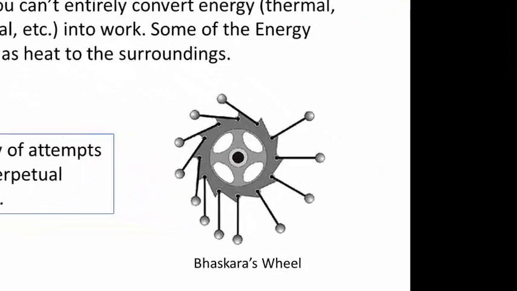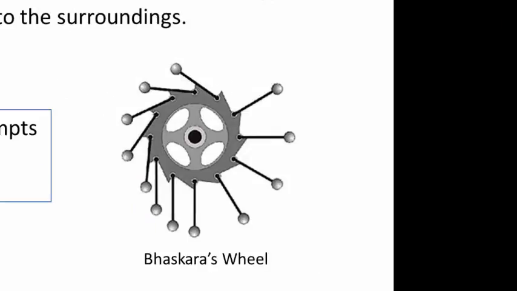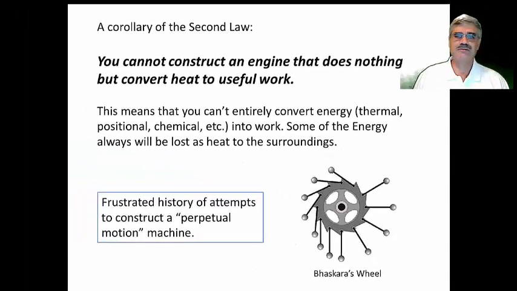Now, another way of looking at this is that it says that there cannot be a perpetual motion machine. And I show in the bottom right a drawing of what was suggested to be a perpetual motion machine back in the 12th century, something called Bhaskara's wheel. Now, it turns out that there have been hundreds or thousands of designs of perpetual motion machines, but none of them really work as perpetual motion machines.